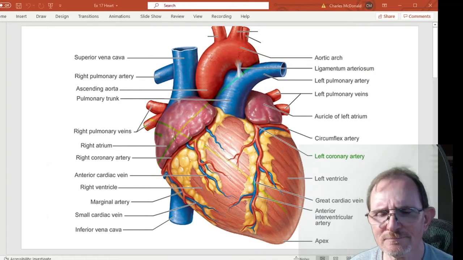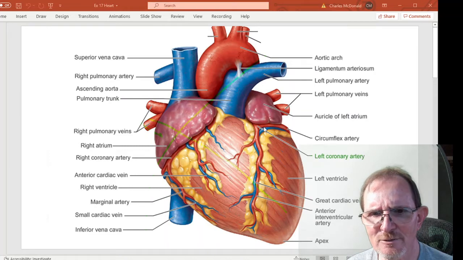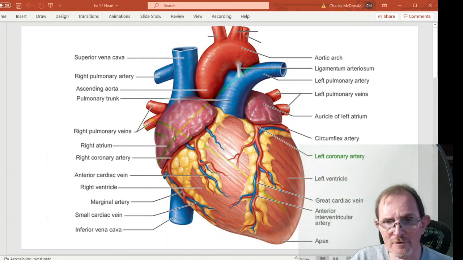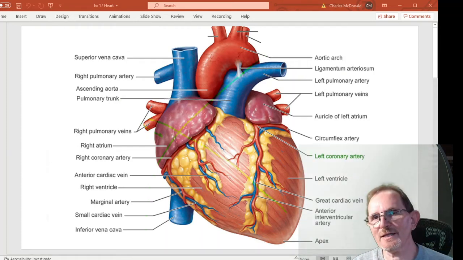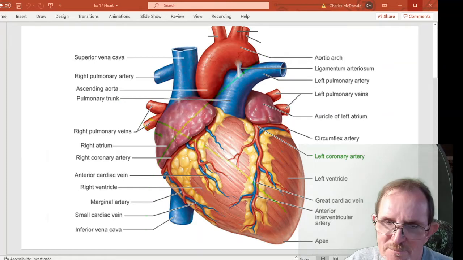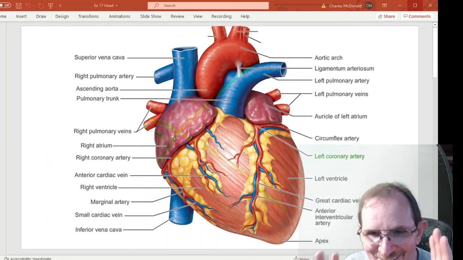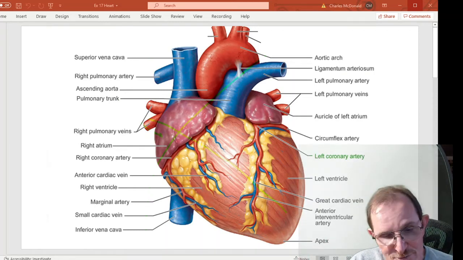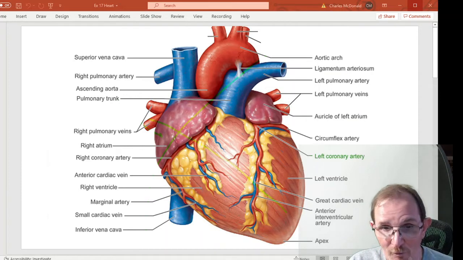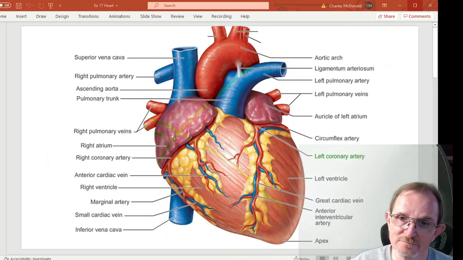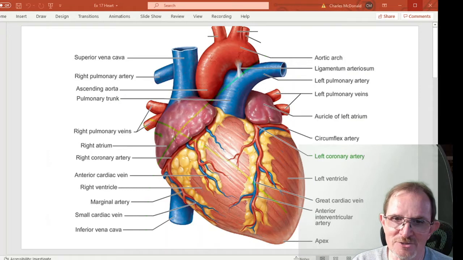Now guys, this is something that's different in the heart. Most people just memorize that red vessels are arteries and blue vessels are veins. In the heart, it's exactly different. The actual definition of artery and vein: an artery is a blood vessel that leaves the heart. A vein is a vessel that comes to the heart. So these left and right pulmonary veins are coming back to the heart from the lungs. I don't want you to get tripped up on that.